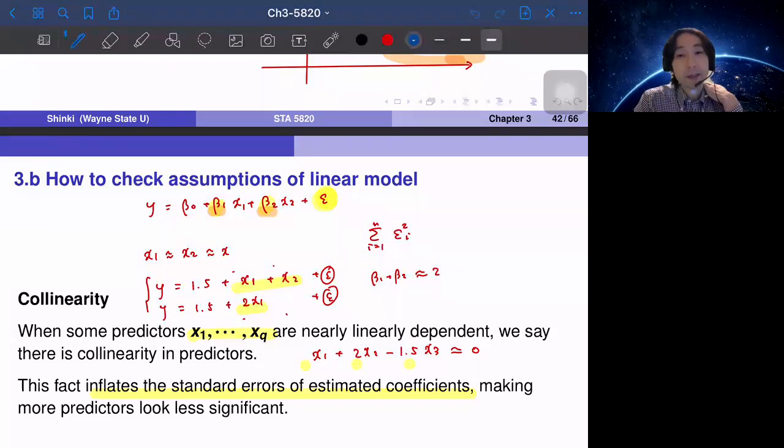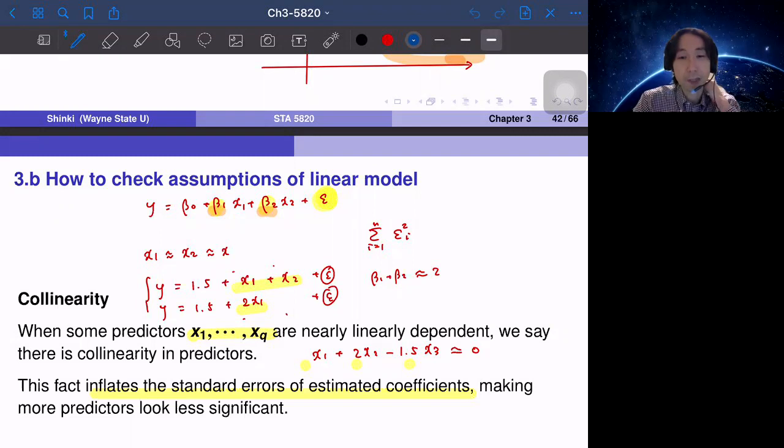Then it's actually not feasible to identify beta1 and beta2. Because if x1 and x2 are almost the same value, then 1.5 plus x1 plus x2 and 1.5 plus 2 times x1 are the same. So the coefficients are totally different, but the entire quantities are almost the same. So we cannot really estimate the parameters. That's the problem of multi-collinearity, or just collinearity.